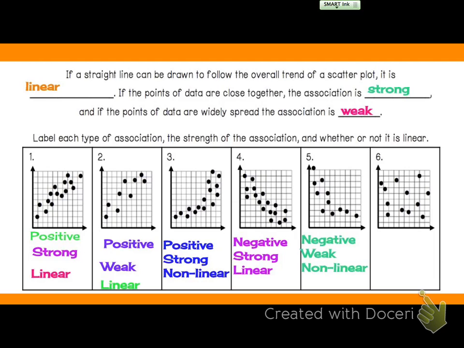6. What do we think 6 is, Mr. Wyatt? Nonlinear, and I don't know. So if it wasn't a positive or negative, what would it be? No association. So this is no association. It's weak because they're not close together, and it's nonlinear.